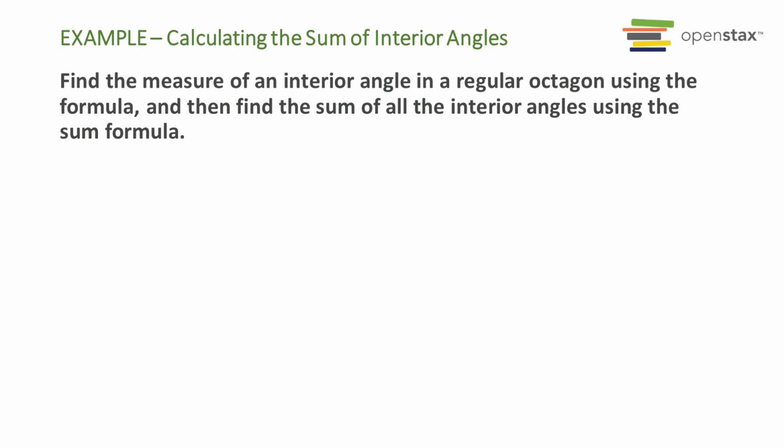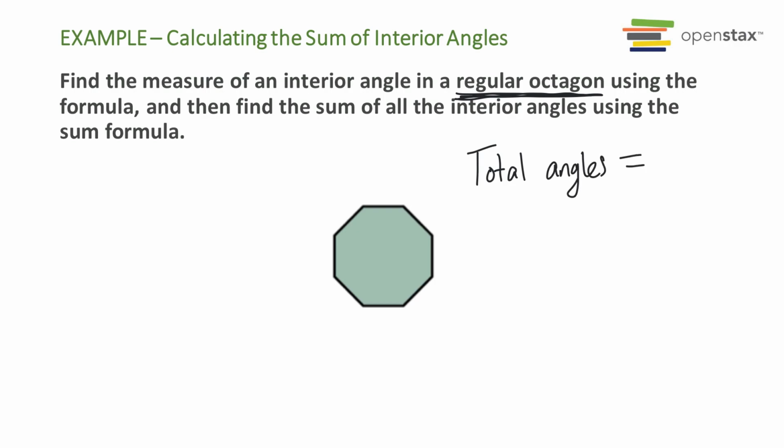So here's an example of using this to find the angles for a regular octagon. So let's see if I have an octagon picture here. All right, so here's that octagon from the textbook. What we're trying to find is, first, what's the total of the angles? And second, what does each of these angles equal?